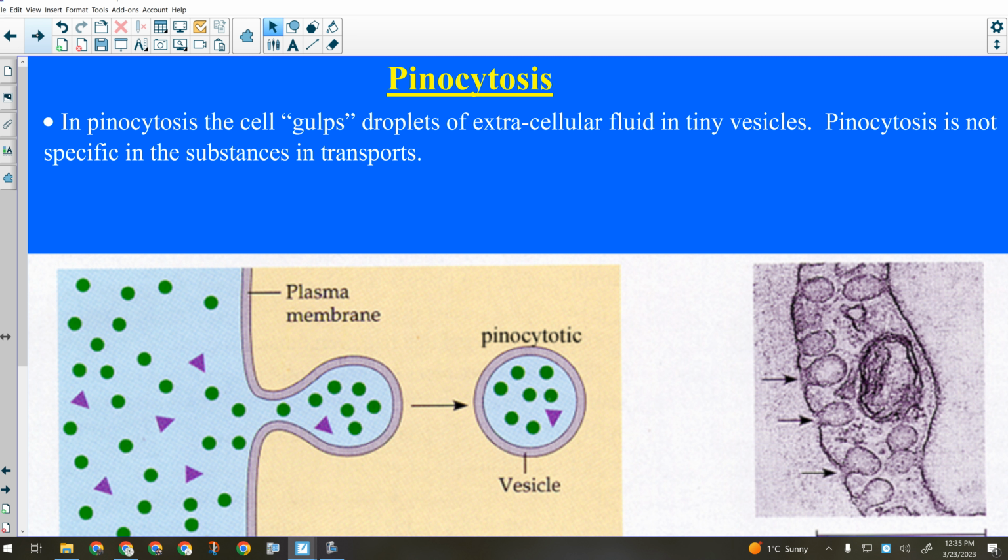Okay. Pinocytosis works mechanically the same, it's just instead of enveloping food, it envelops water. Right? Cells don't usually do this unless they're severely dehydrated.